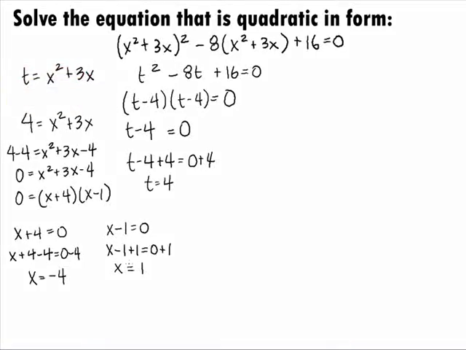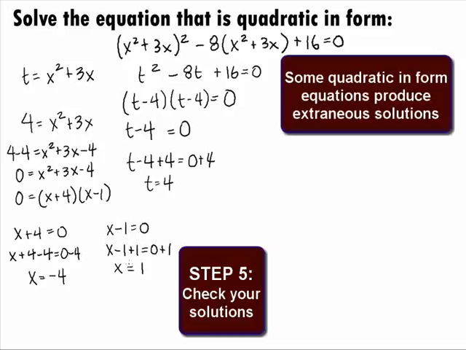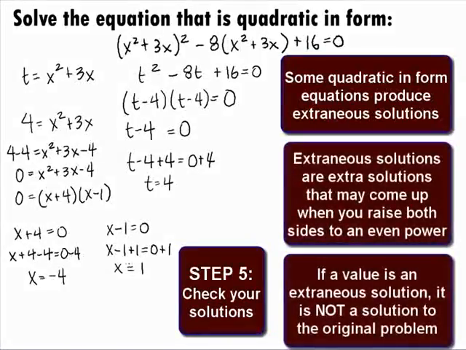Even though we have found two solutions, we still want to do step 5, which is to check the solutions. In some cases, we will be working with rational exponents and square roots in your problems. Those types of equations can cause extraneous solutions. Recall that an extraneous solution is one that is a solution to an equation after doing something like raising both sides of an equation by an even power, but it is not a solution to the original problem. Even though not all the quadratic form equations can cause extraneous solutions, it is better to be safe than sorry and just check them all.